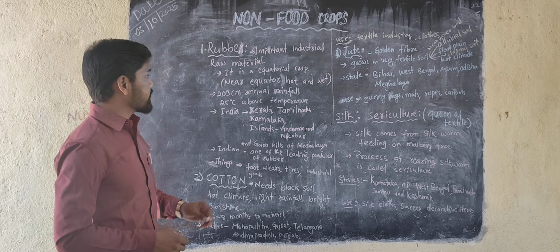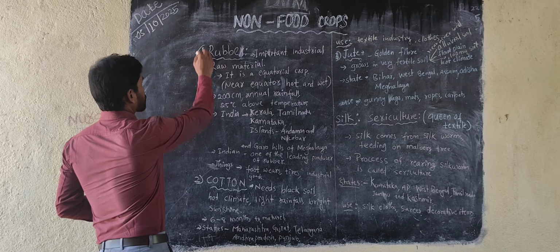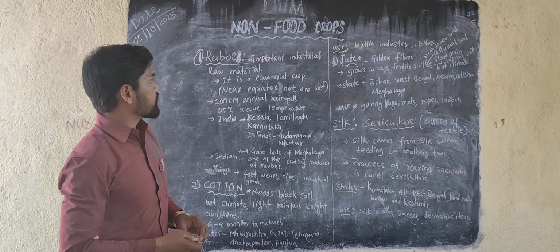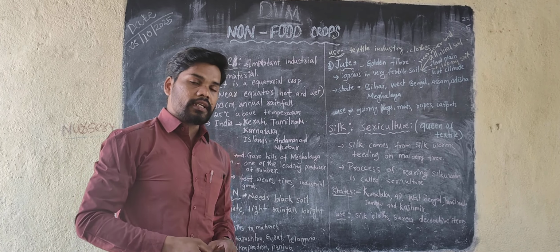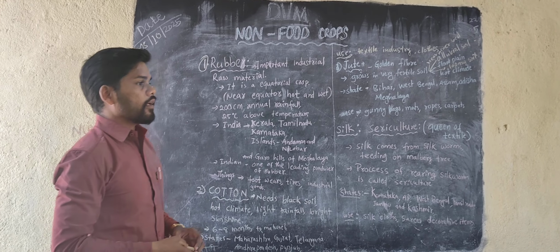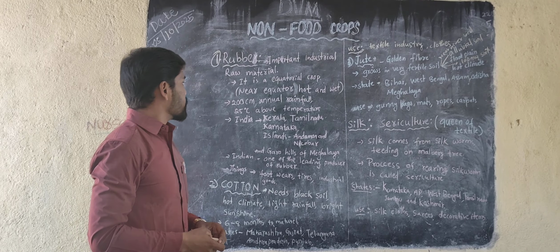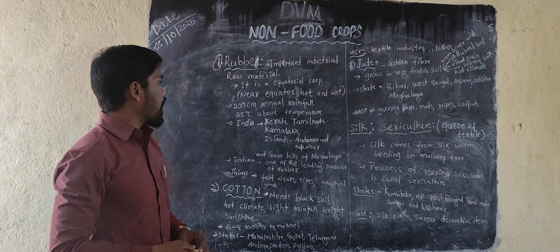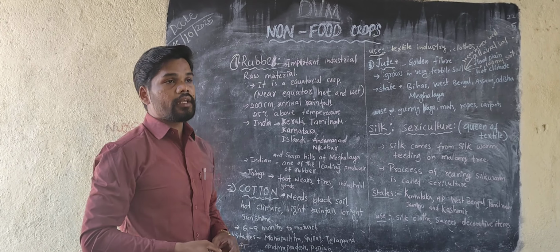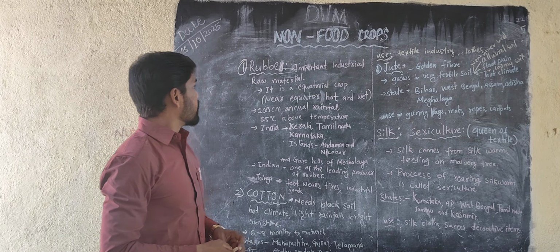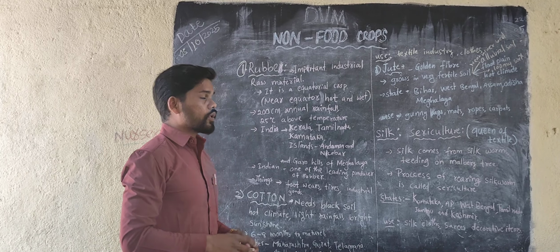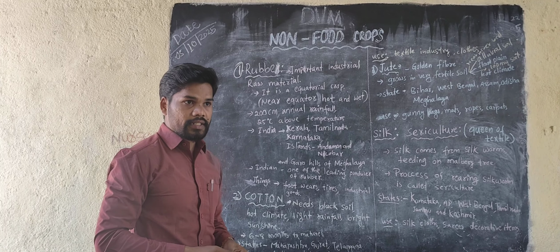So the first one is rubber. It is the most important industrial material among the non-food crops. Now we'll understand where it grows. This particular crop, rubber, grows in the equatorial places.